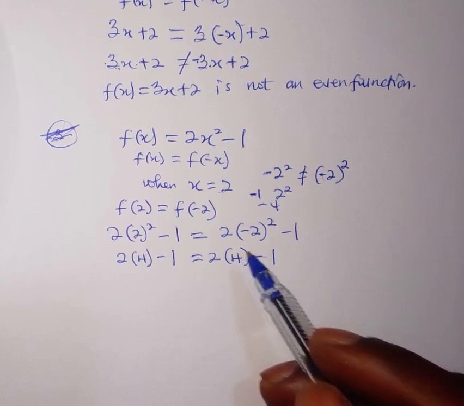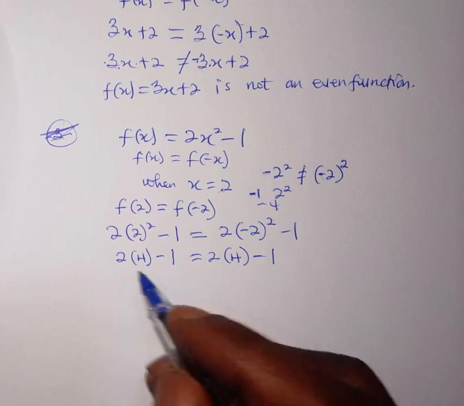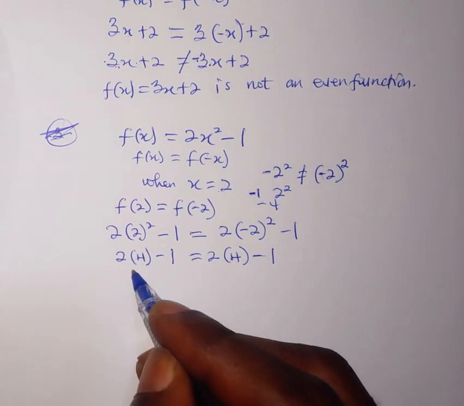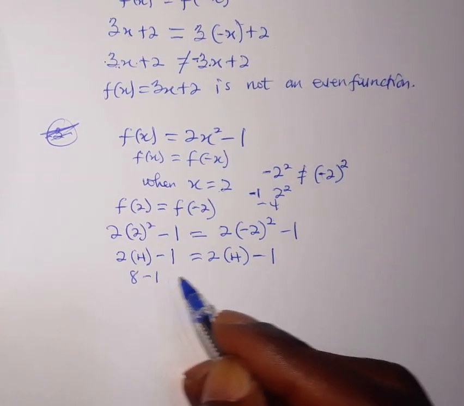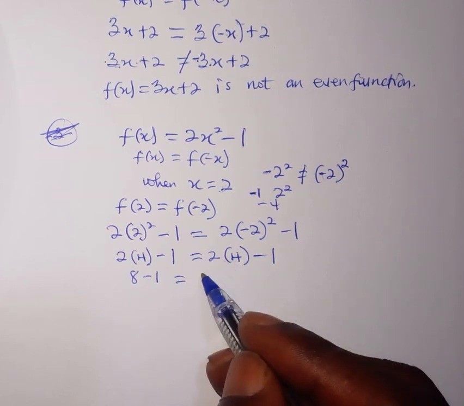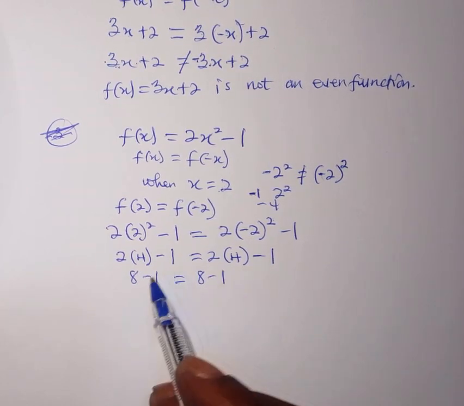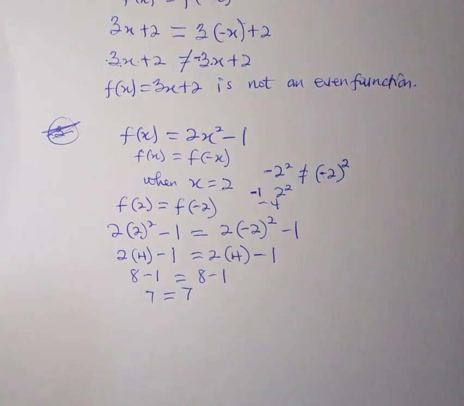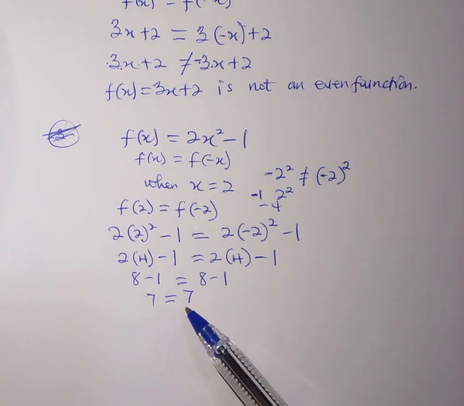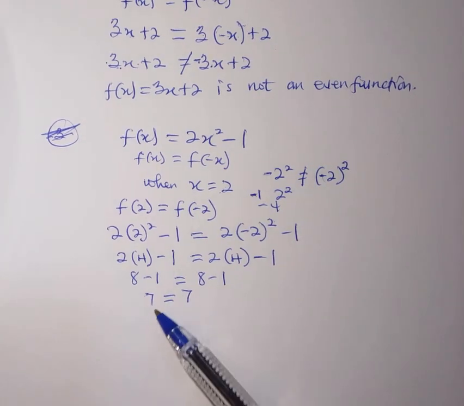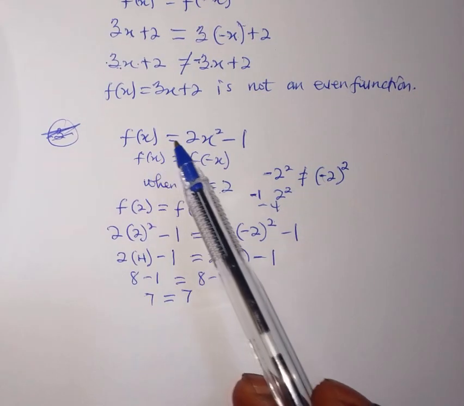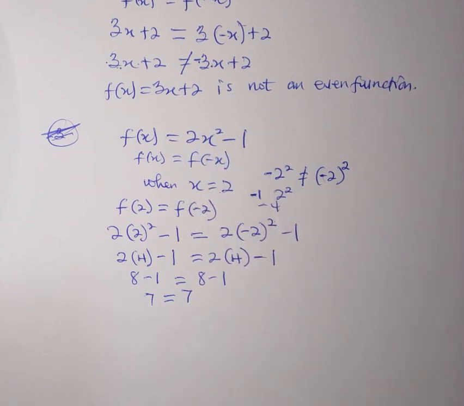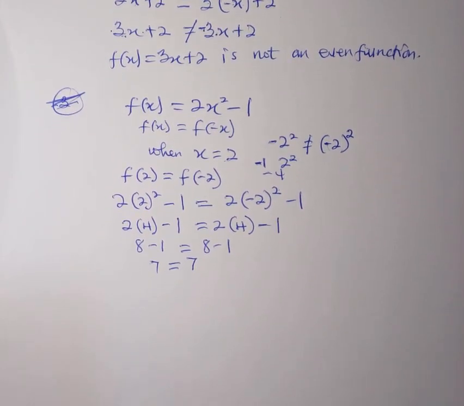All right, great. Now let's do the calculation. We know that this times this gives me 8 minus 1, which is equal to 8 minus 1. We know that it gives me the same as what? 7. So you see, even when we use a number to test, we have gotten the same. This suggests that the function is what? Even.